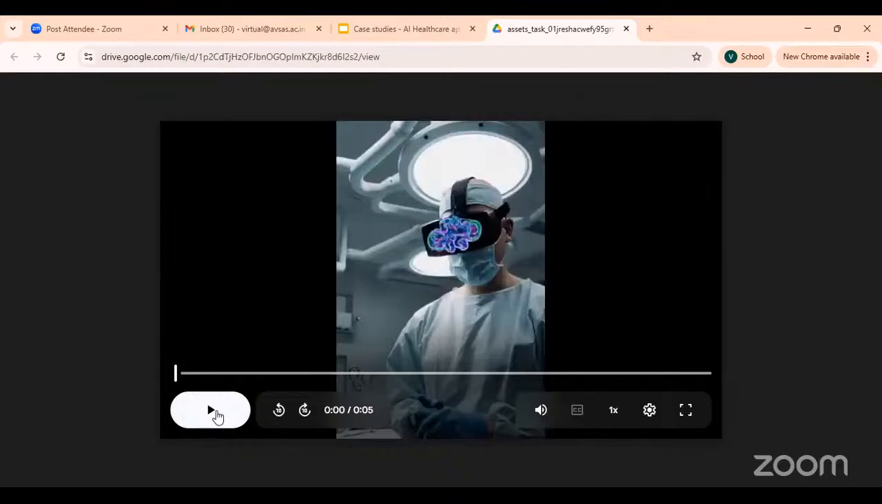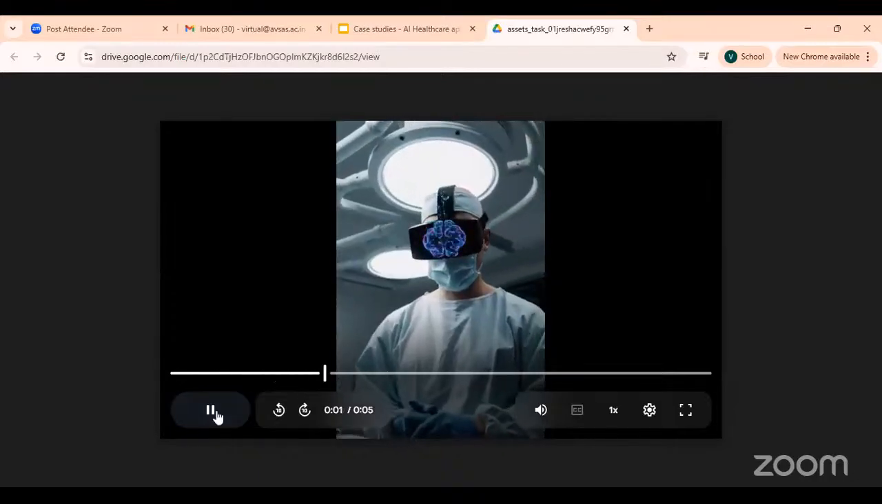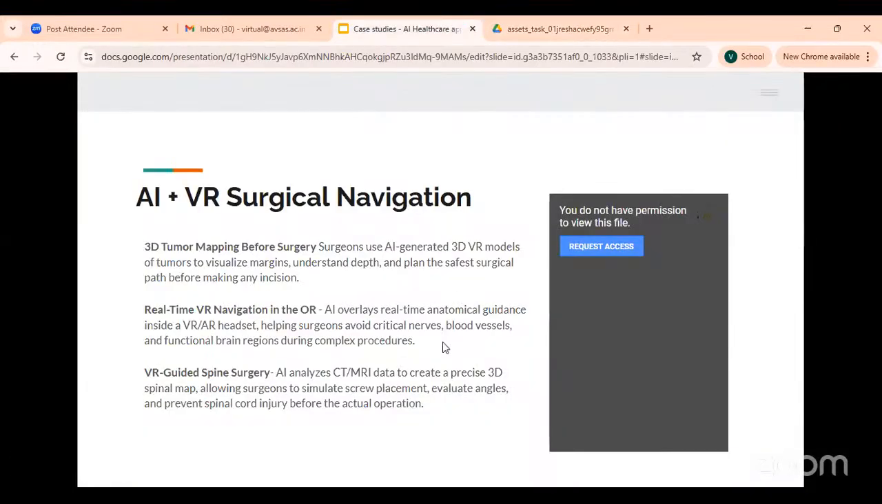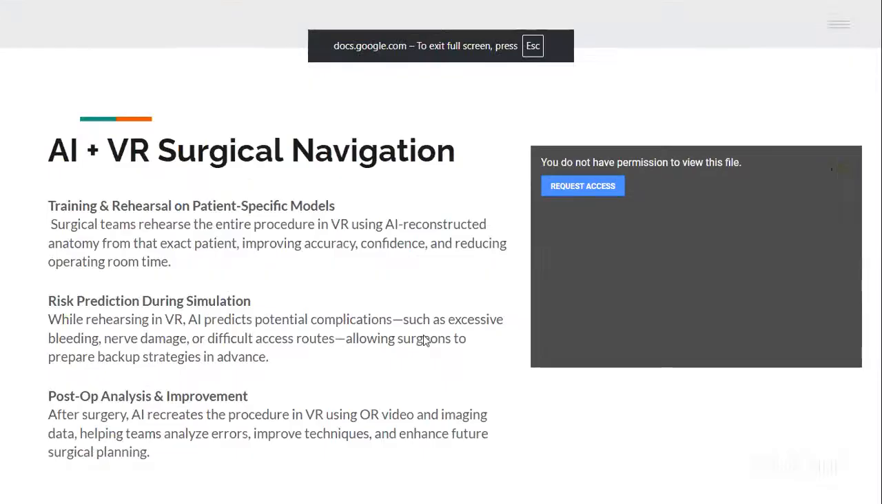So it can be used in the future like virtual reality integrated with AI to find a navigation of a particular surgery. So we can do it before itself, see the complexity and avoid this kind of stuff. So this was for 3D tumor mapping before the surgery. So next is real-time VR navigation in the war.